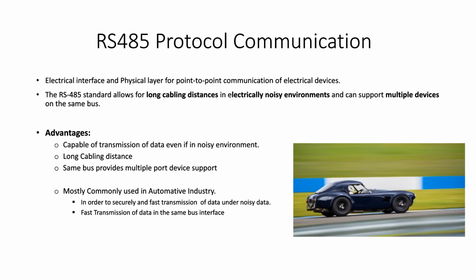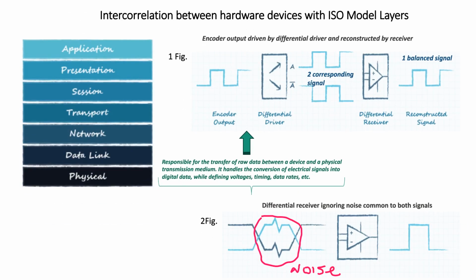So it supports multiple devices. Advantages: capable of transmission of data even in a noisy environment, long cabling distance, and the same bus provides multiple device support. Most commonly used in the automotive industry in order to securely and quickly transmit data under noisy environments, and fast transmission of data in the same bus interface. All right, so let's move on to a bit more of a level between hardware and software. Let's see how it's moving and how it's organized.